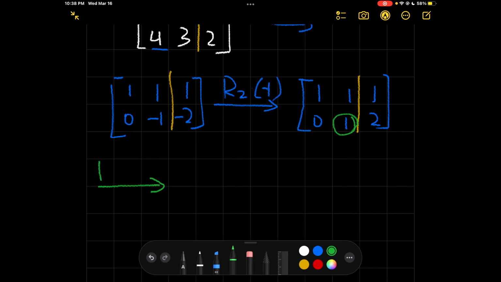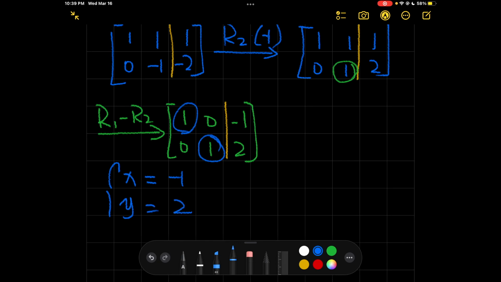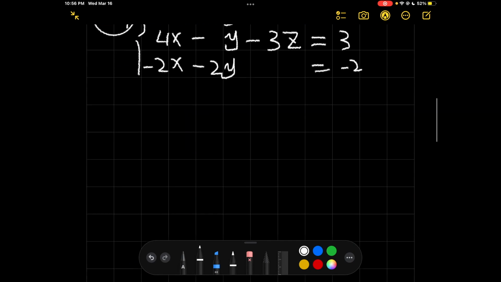So we have row 1 minus row 2, and then we will get 1 0 negative 1, 0 1 2. Okay, we get a reduced echelon form. Now we just need to write it out: this one is x, this is y, so 1x means x equals negative 1 and y equals 2. So we can plug in negative 1 and 2 to see if it's right. Negative 1 plus 2. Okay, let's move on to question 39.